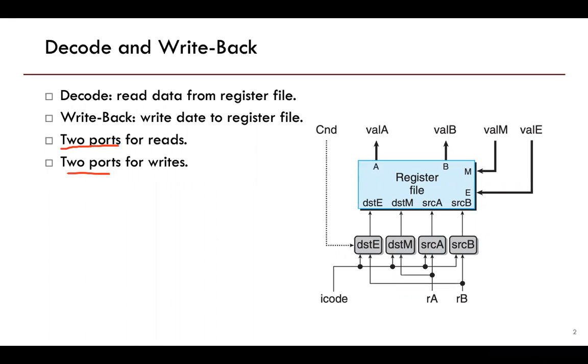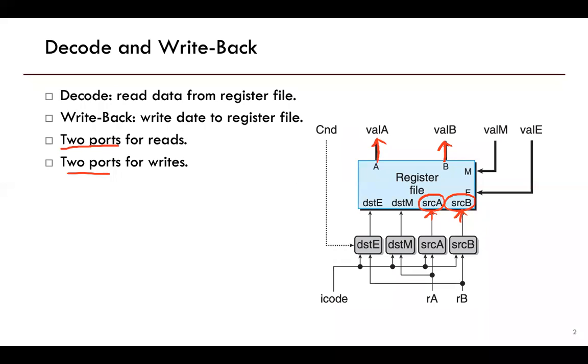So let's take a look at this figure. It has 2 input ports, source A and source B, for reading purpose. We put register IDs to these 2 input ports. Then the value of each register will be output through val A and val B. So for read, there are 2 input and output ports.